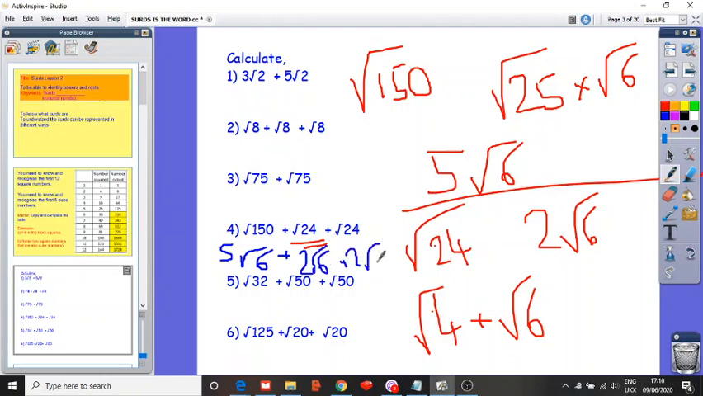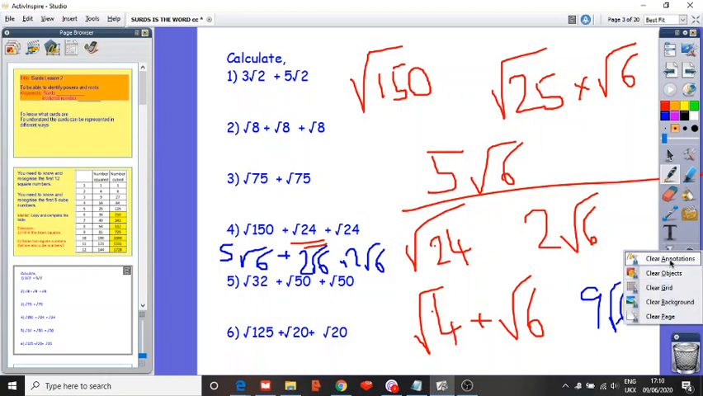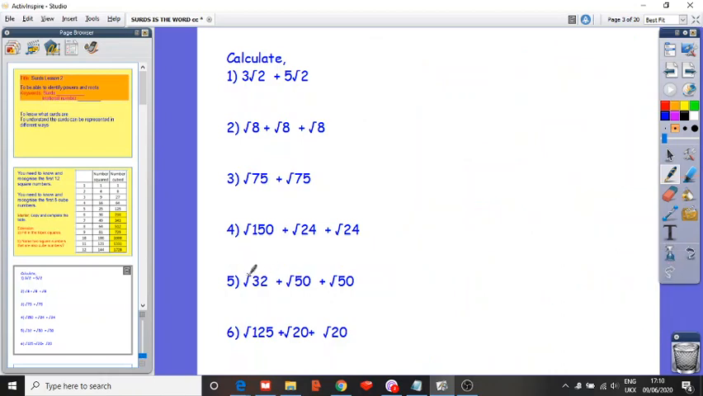plus 2 root 6 again. So I've got 5, 6, 7, 8, 9. So my answer is now going to be 9 root 6. Okay. Next one, root 32 plus root 50 plus root 50. Now pause the video and try and work this out, please.